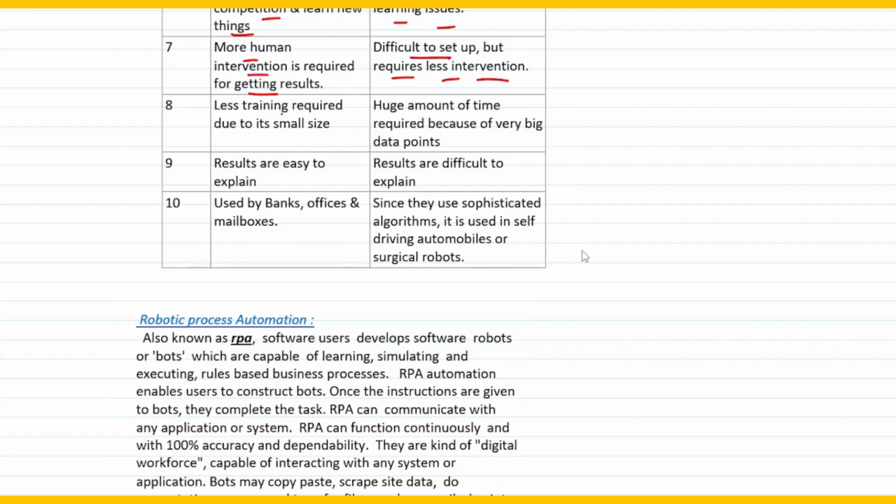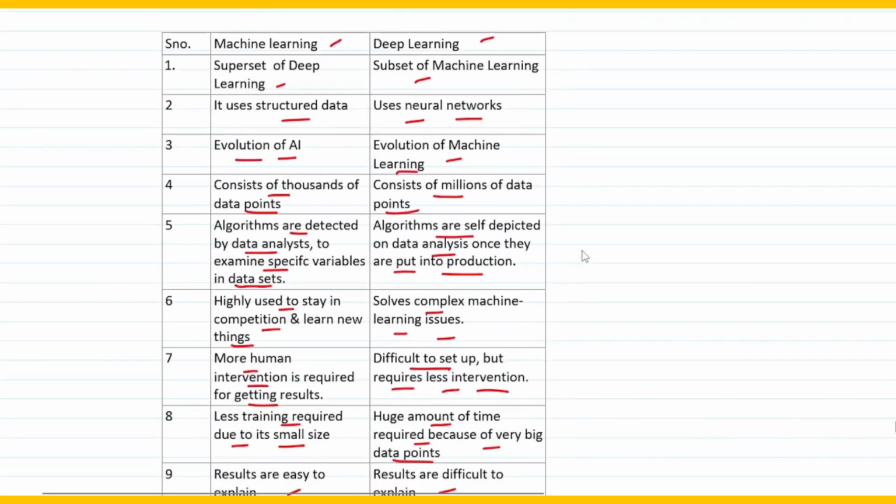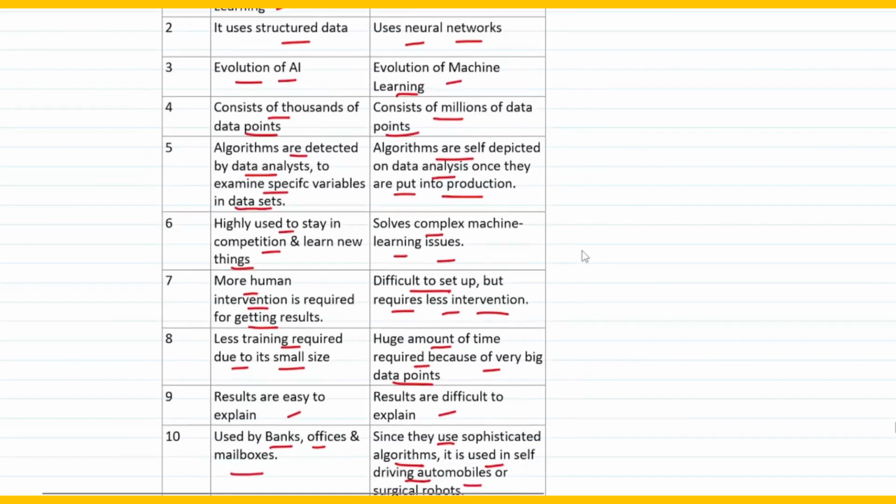Less training is required due to its small size, because machine learning itself is very small in nature, hence the training required is relatively lesser, whereas a huge amount of time is required in deep learning because of very big data points, right? Results are very easy to explain in machine learning, whereas results are very difficult to explain in case of deep learning. Machine learning is used by banks, offices and mailboxes. Since deep learning uses sophisticated algorithms, it is used in self-driving automobiles or surgical robots, right? So these are some of the differences as far as machine learning and deep learning are concerned.